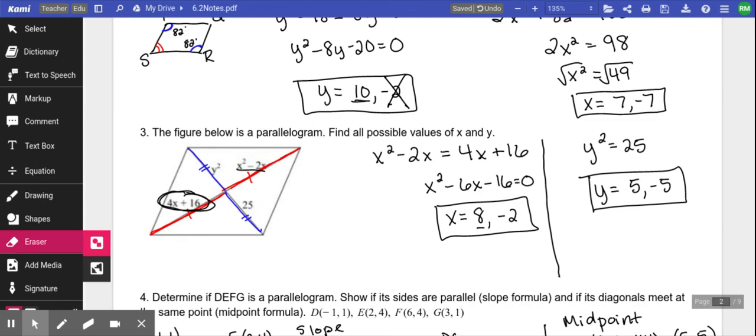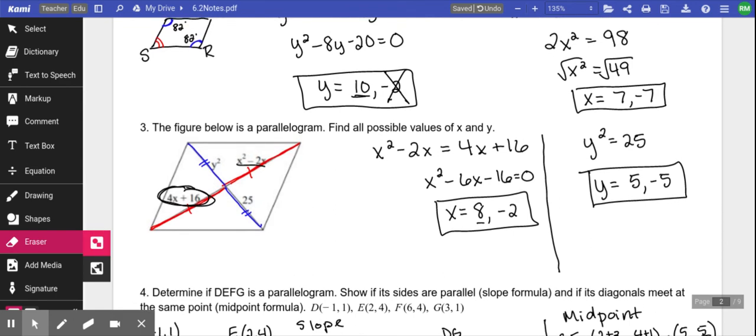Same with the other one, we get 5 and negative 5. If we plug those back in for y, we get the same answer, 25. Those check out. So for this problem, we have 4 different possible answers.